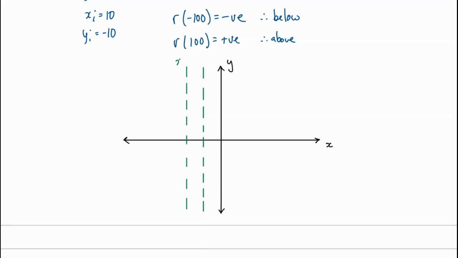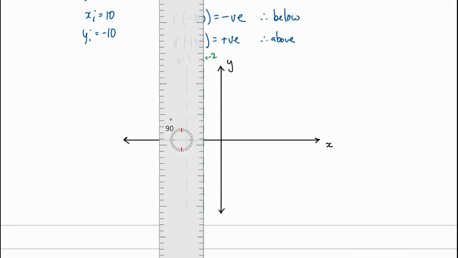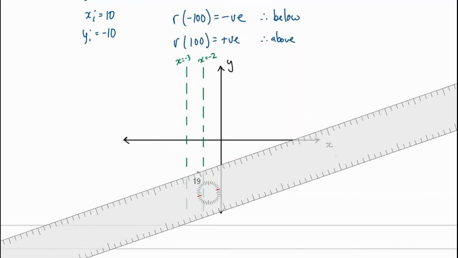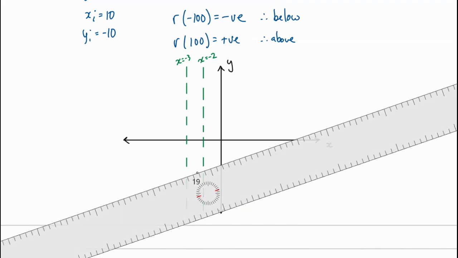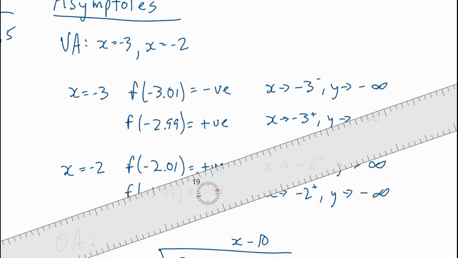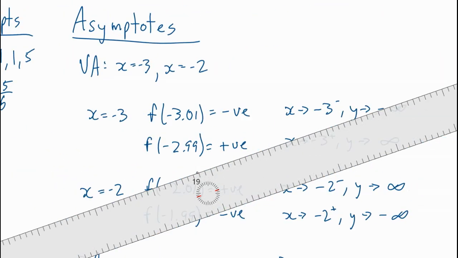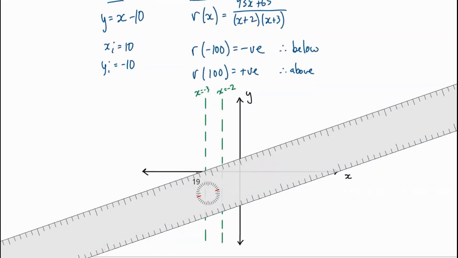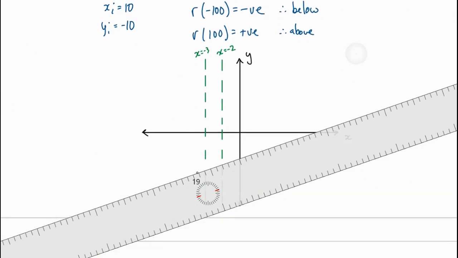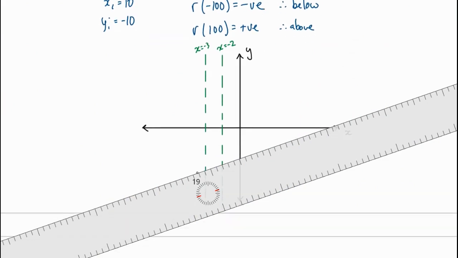So this is x equals -3, and this is x equals -2. Now, I've got a y-intercept of 5/6. Yep, that's right. And the y-intercept of the oblique asymptote is -10.